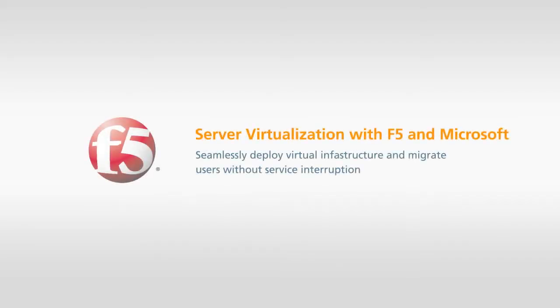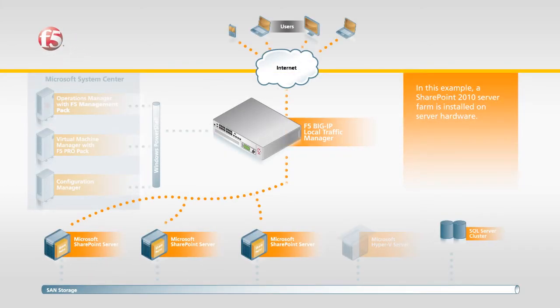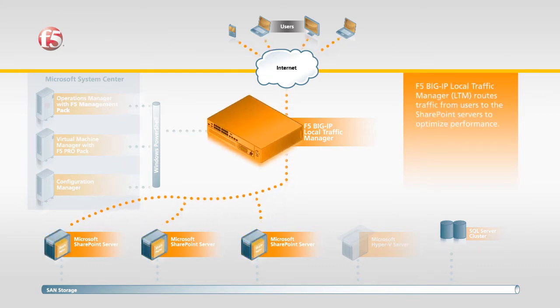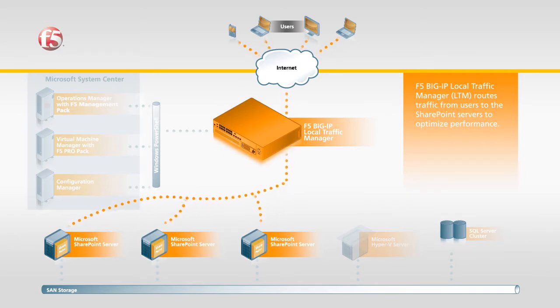This demonstration will show you how F5 can help you use Microsoft Virtualization and Systems Management technologies to move physically deployed applications into a virtual environment with no downtime and no disruption to users to improve the efficiency of your IT infrastructure. In the example we'll show, there are many users accessing Microsoft SharePoint, which is deployed on 3 physical servers. Client traffic flows through F5 Big IP Local Traffic Manager, or LTM, which makes intelligent routing decisions to maintain the best performance for all users.